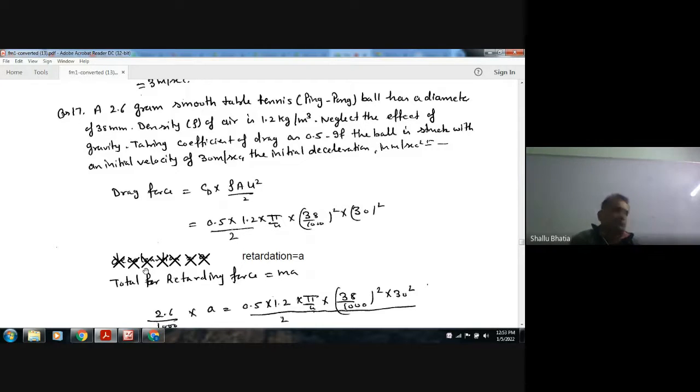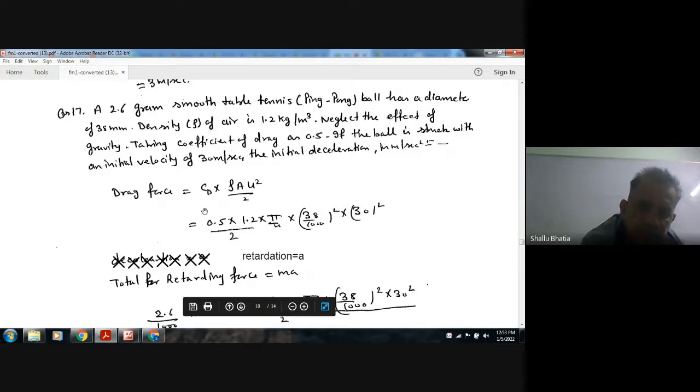So first of all, as the ball is hit with the velocity of 30 meter per second, it will suffer drag due to air. The drag coefficient is also given, that is 0.5. So the drag force acting on the ball is CD into rho A U square by 2. Here A is the projected area of the ball. As the ball is a sphere, the projected area will be a circle, so the projected area will be pi by 4 d square. U is the initial velocity, 30.